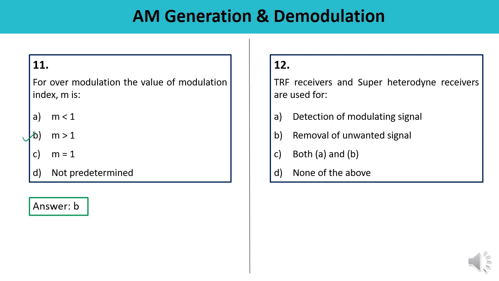Question number 12. TRF receivers and super heterodyne receivers are used for. Options have been given: detection of modulating signal, removal of unwanted signals, both A and B, and none of the above. So TRF receivers and super heterodyne receivers, they are used to detect the modulating signal. This is the correct one. At the same time, they remove the unwanted signal also. It means here the answer is C. Correct one.